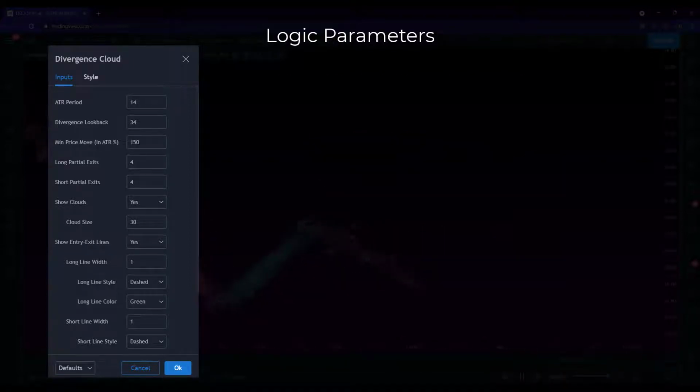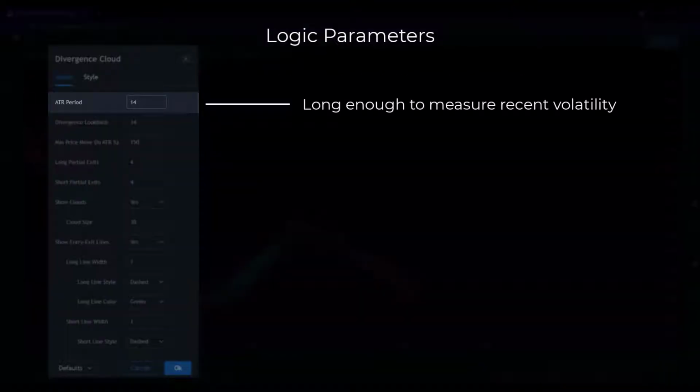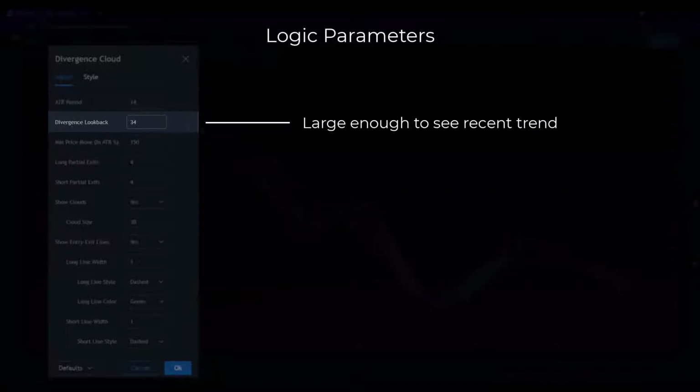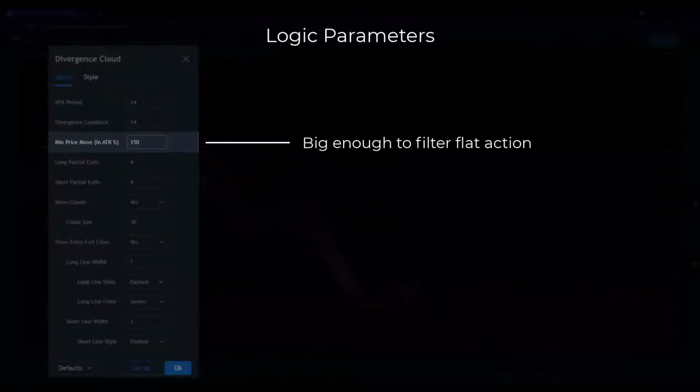To recap, you generally want to have an ATR period long enough to get a grasp of recent volatility, a divergence lookback large enough to get an idea of the recent trend, and a minimum move in ATR percent big enough to ignore flat price action and weak signals.